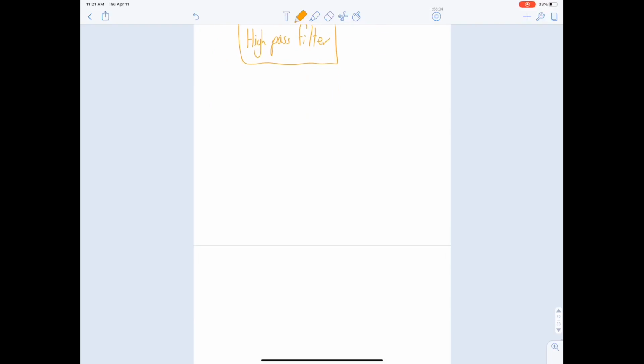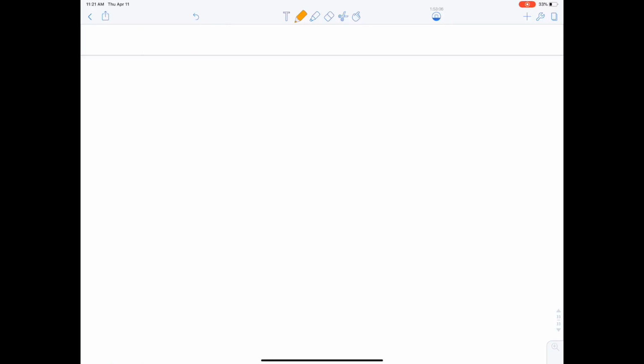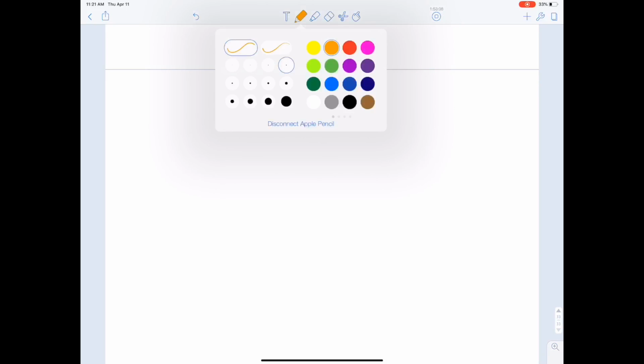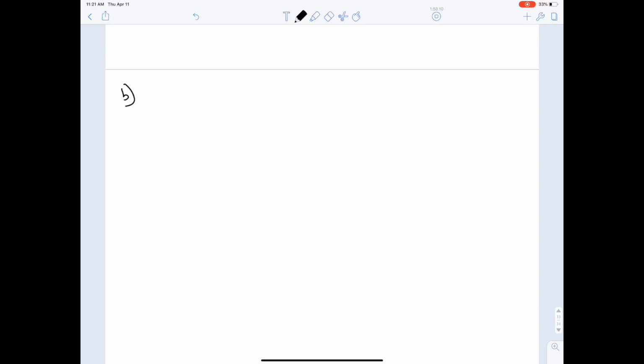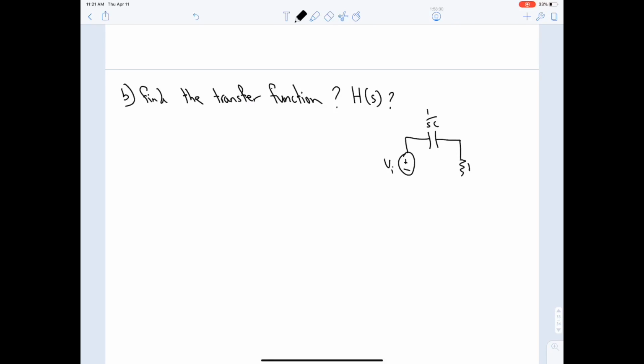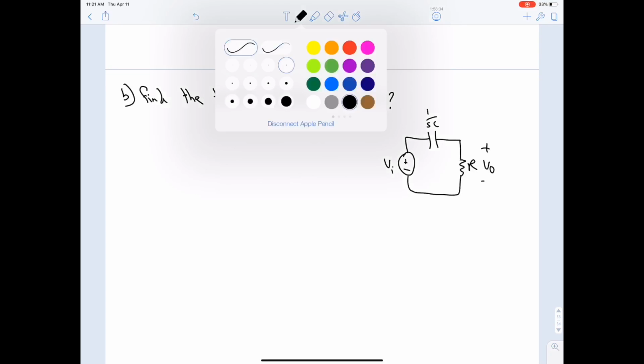Moving on, part B of the question says find the transfer function. Okay, transfer function is h of s. For the same circuit VI, we had the capacitor and the resistance. Okay, how do we start?